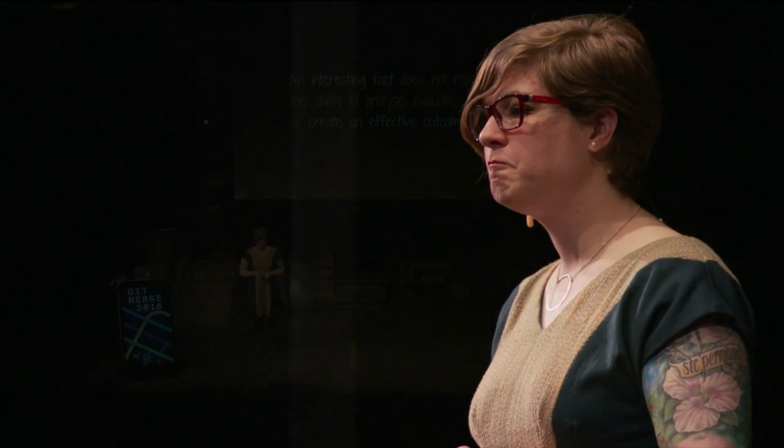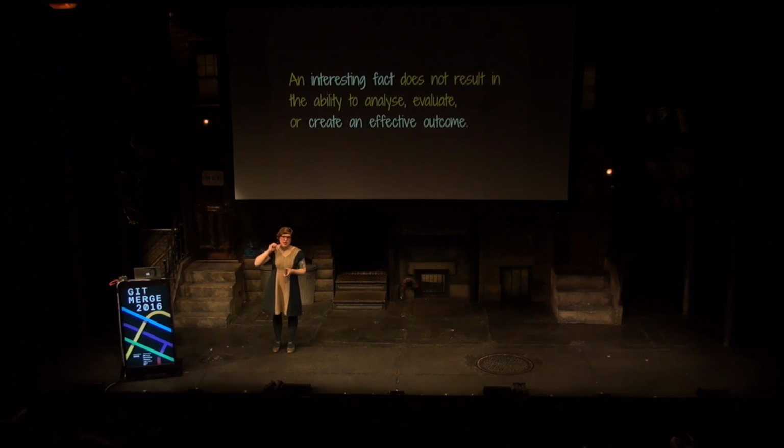But it's this trivialization of the process of learning, and so we need to figure out how to help people experience the information and come to the conclusions by building up the knowledge instead of simply dumping the answers onto them. Or perhaps another way to phrase that is to say an interesting fact does not result in the ability to analyze, evaluate, or create an effective outcome. And that's what we want people to do when they learn Git, is to have effective outcomes, not to simply memorize that revert comes after rebase in an alphabetical listing.